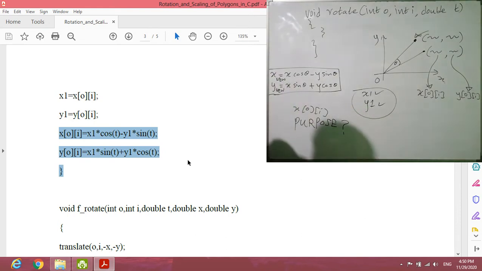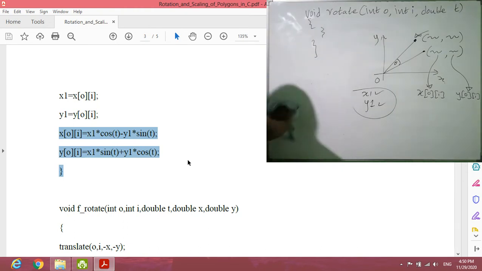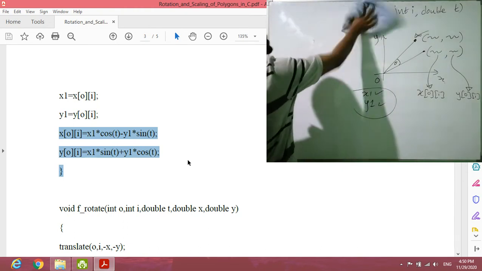Okay, so that is about the rotate function.